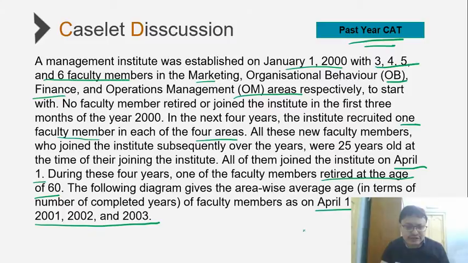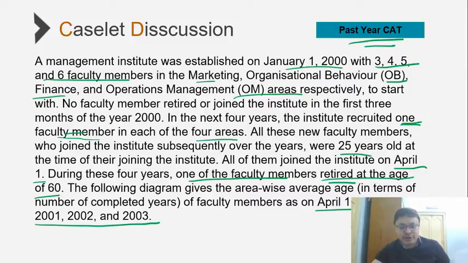Remember, in each of the areas, over the 4-year period, there was exactly one faculty member joining in each of the 4 years. A total of 4 new faculty members joined, one in each area. However, as far as retirement is concerned, across the entire institute, only one faculty member retired. But when it comes to joining, there was one faculty member in each of the 4 years, a total of 4 faculty members joining in. But when it comes to retiring, there's only one faculty member who retired.